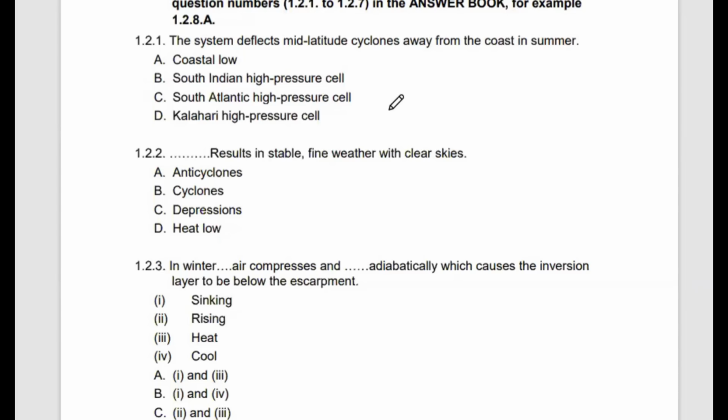The correct response is South Atlantic high pressure cell. Because of the existence of the South Atlantic high pressure cell, it tends to block the movement of the mid-latitude cyclones to the interior in summer, because also of its position. Remember we said with the movement direction of our subtropical anticyclones, they move latitudinally with the movement of the ITCZ. So it implies that during the summer season, let me give an illustration.